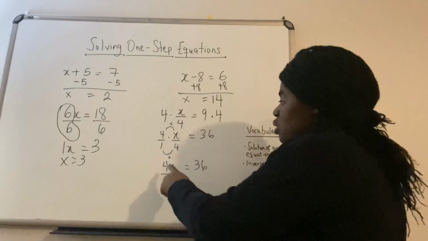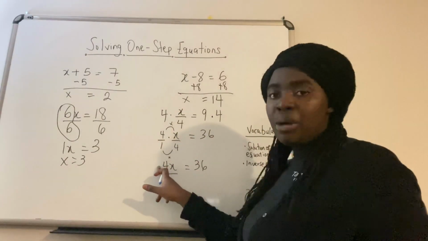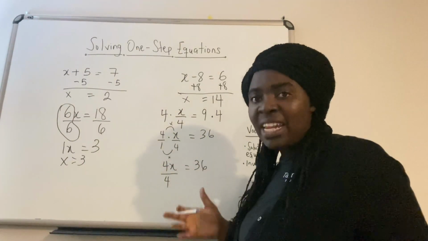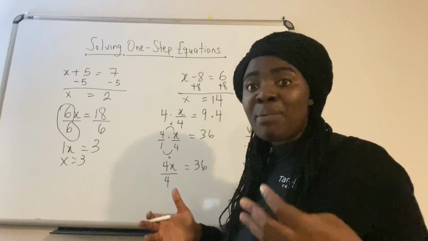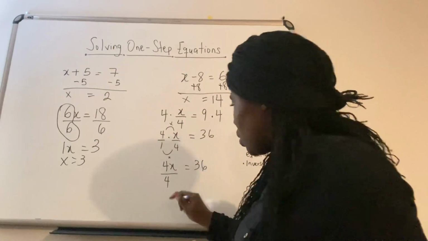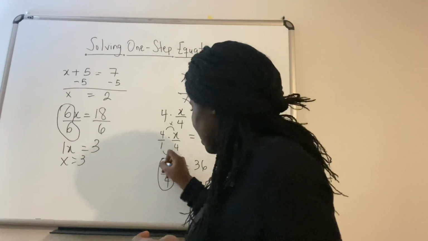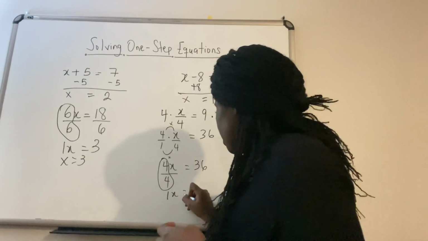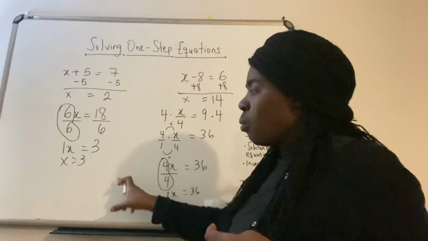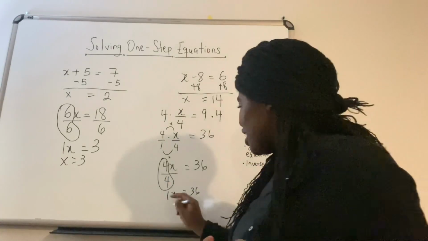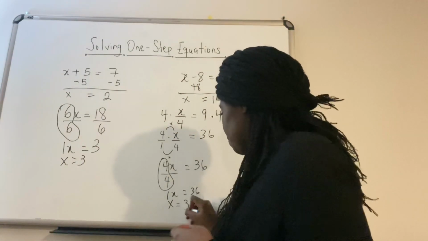Now look, we have that situation where we have a number divided by itself, which is 1, right? 10 divided by 10 is 1. 100 divided by 100 is 1. So 4 divided by 4 is 1. So here we have 1x again. 1x is equal to 36. And as I said, 1x, we say x, right? So x is equal to 36.